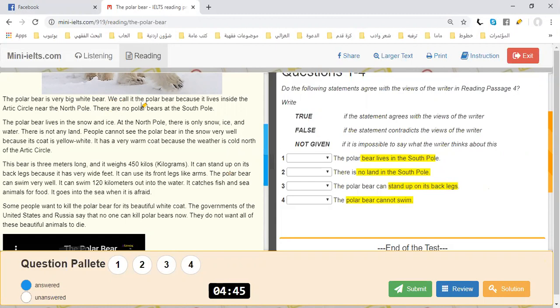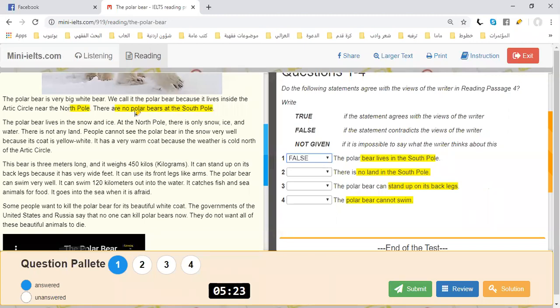We call it the polar bear because it lives inside the Arctic Circle near the North Pole. There are no polar bears at the South Pole. So the answer for point one should be false, because it contradicts the information here. Okay, يعني هي عكس المعلومة. هون المعلومة بحكي لك no polar bears. هون بحكي لك there are polar bears. So it totally contradicts, 100%. This is the exact opposite.